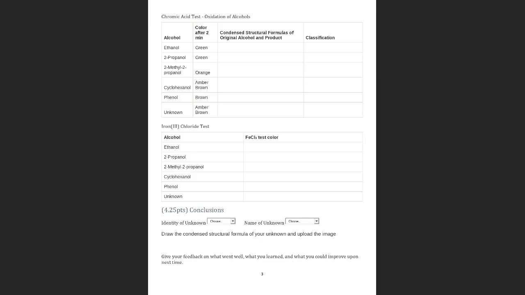So the color, what did we say? If we see a green, it's positive. So the ethanol produces a positive reaction because we see the green. 2-propanol gives a positive reaction. How about the tertiary alcohol? No, it's a negative reaction. It's no reaction.